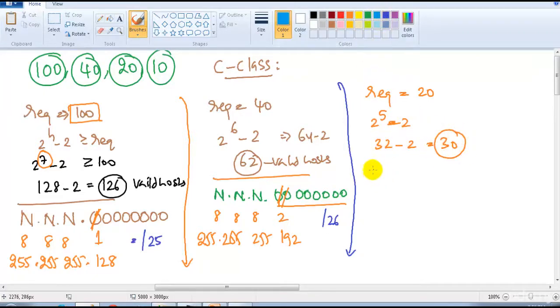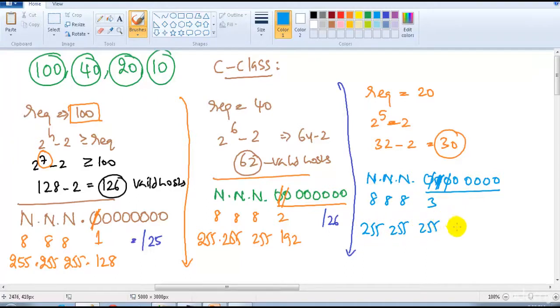per subnet. And in a C class by default there are 3 network portions and 1 host portion, and I need only 5 bits, which means the remaining 3 get converted. So it will be 8 plus 8 plus 8 plus 3, so the subnet mask will be 255.255.255.224, and the slash value is /27.